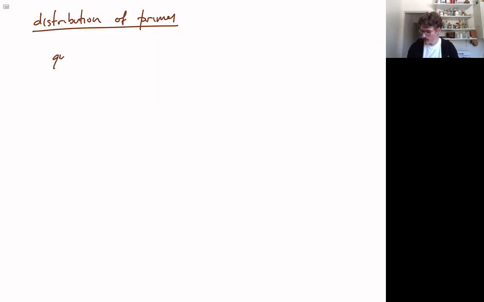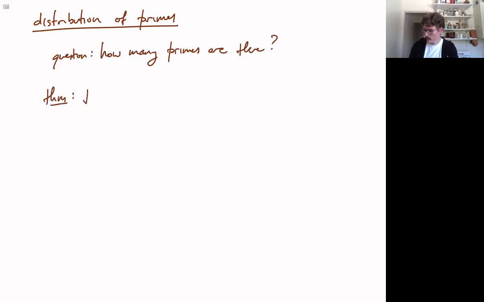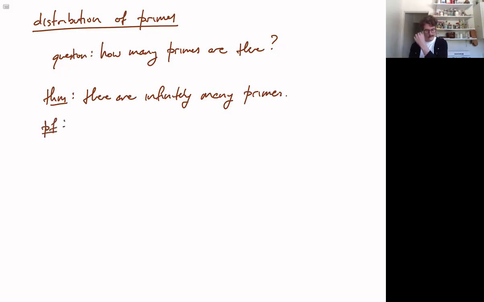So, question: how many primes are there? The first answer, the simplest answer that we can make, is there are infinitely many. So let's prove this quickly. We're going to prove it by contradiction.